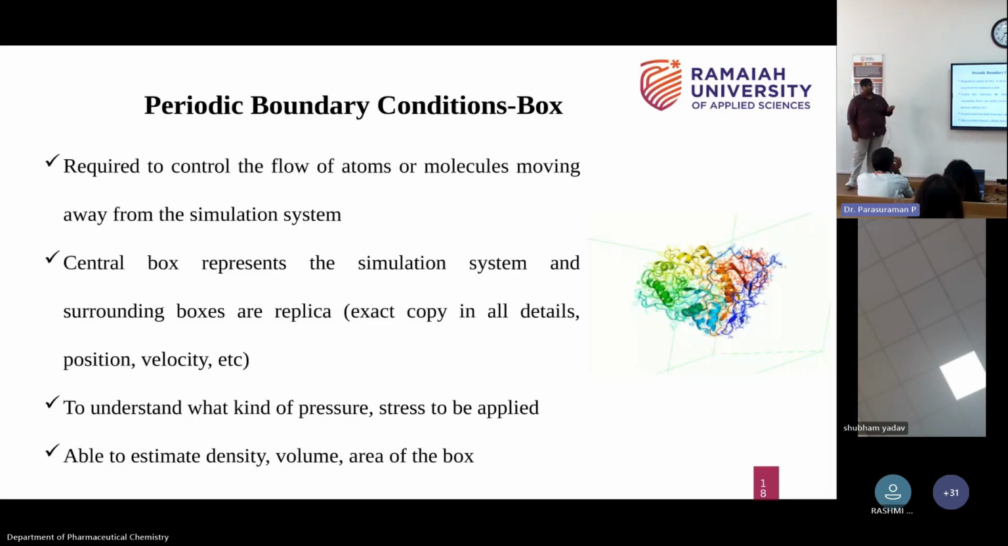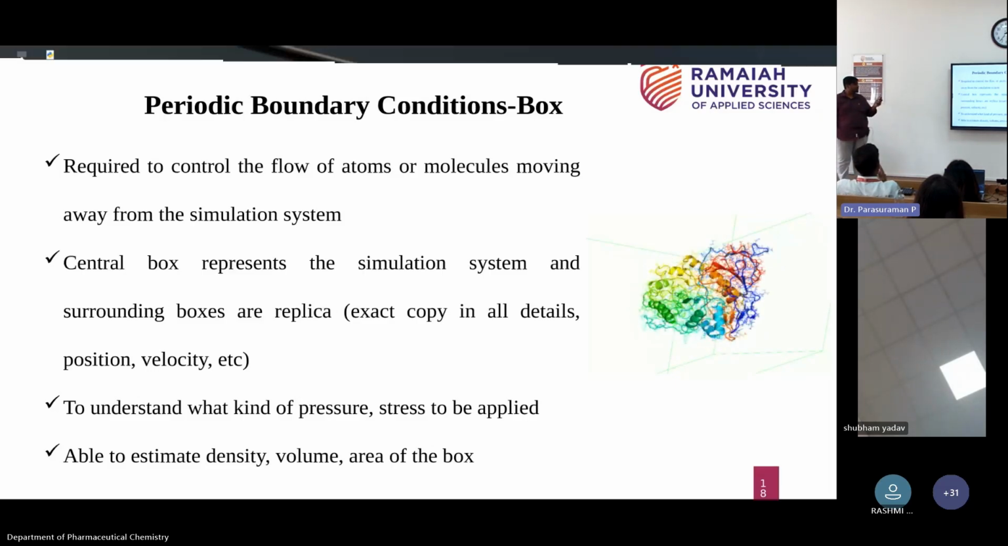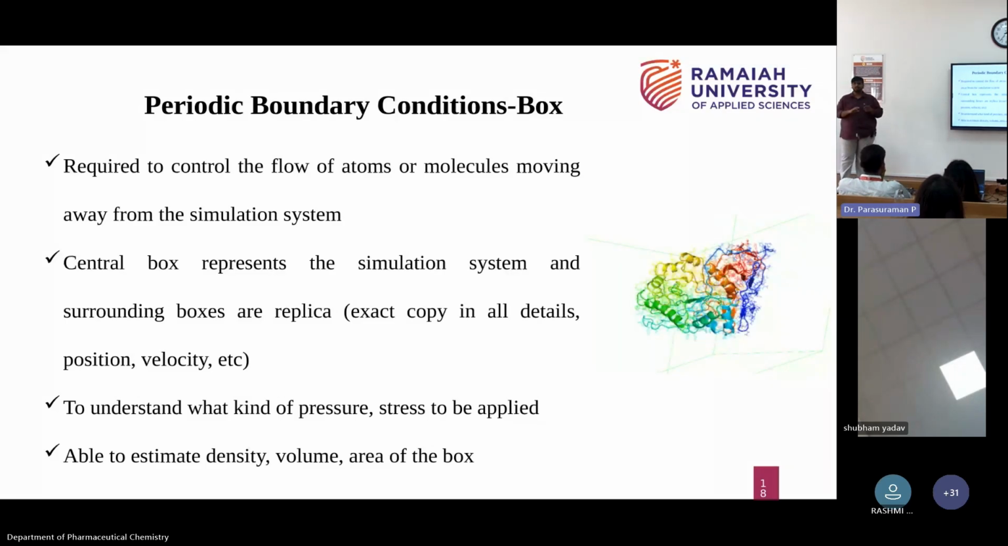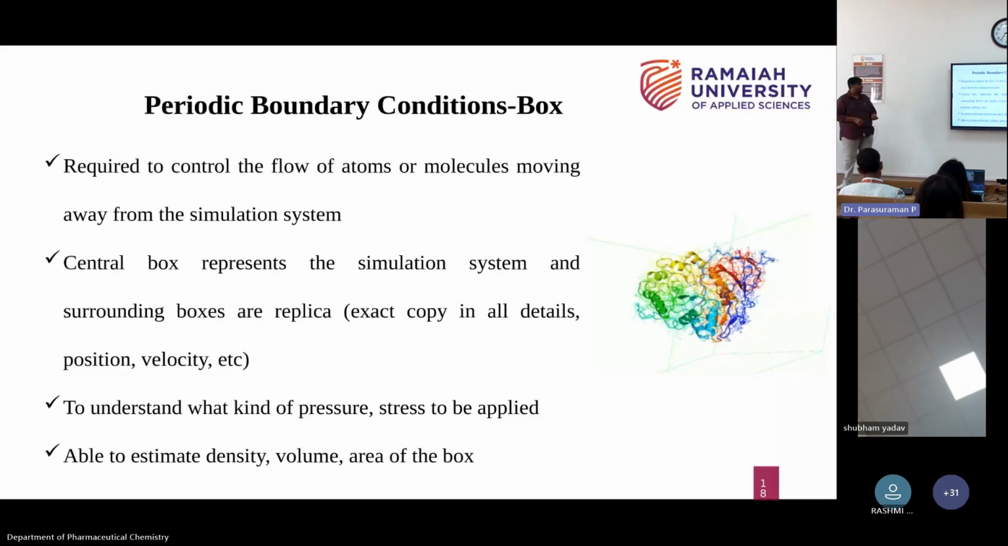From periodic boundary conditions, we can understand how much pressure and how much stress we need to apply to the particular atoms or the boundary box, because when we apply a particular pressure or stress, the atoms will move. From this we can estimate the density, the volume and the area of the box, like how many atoms are covering the entire box.